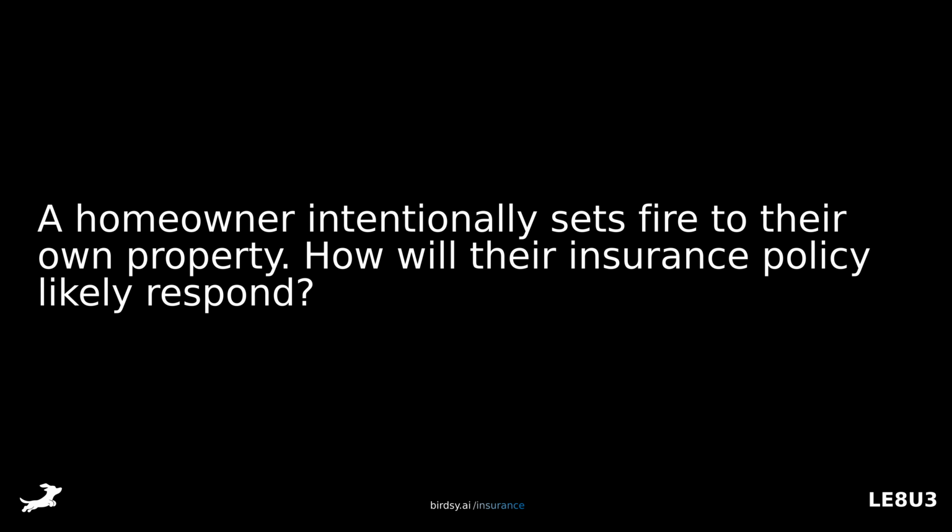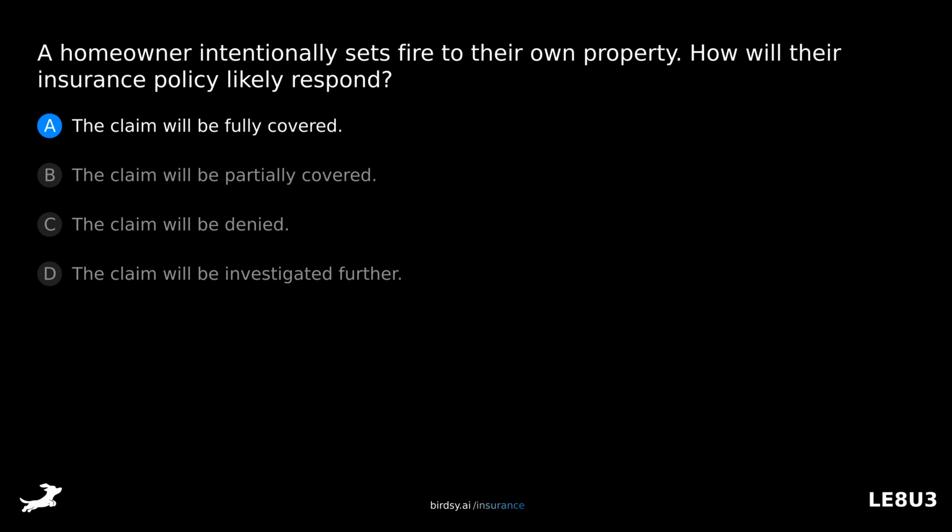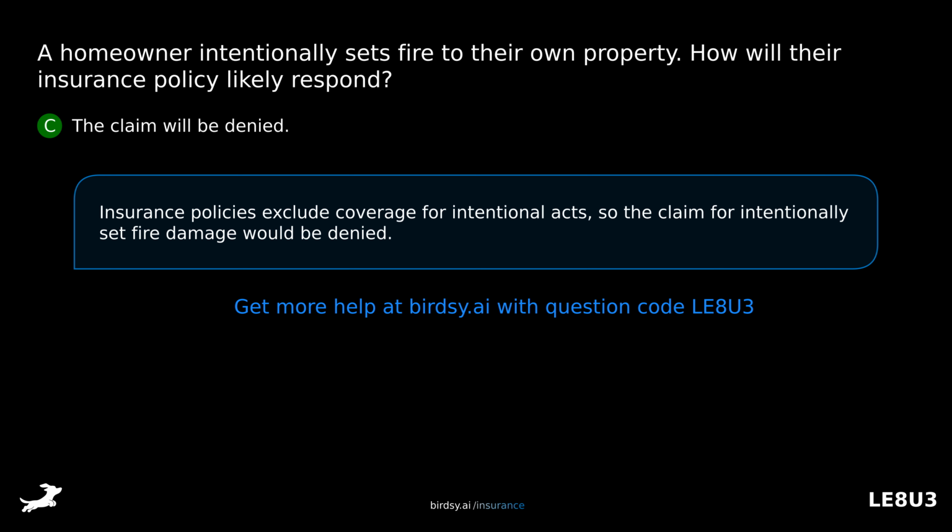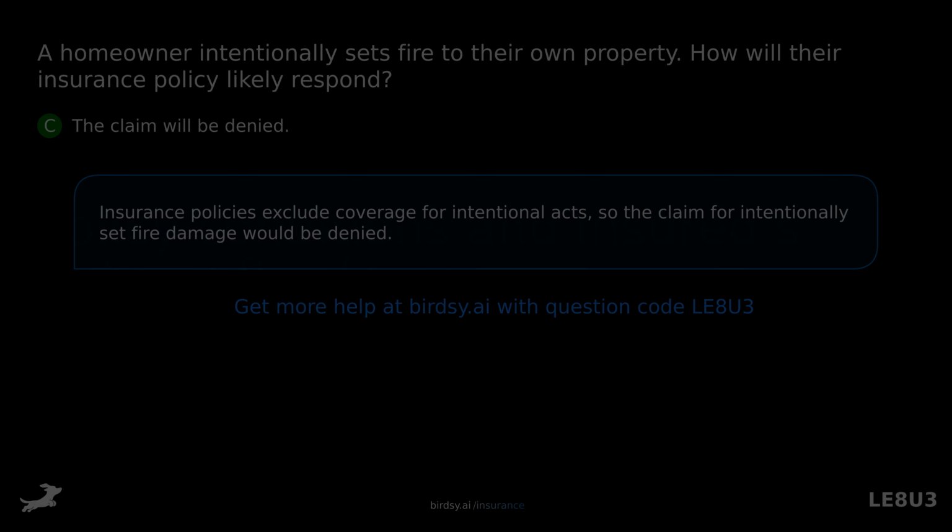A homeowner intentionally sets fire to their own property. How will their insurance policy likely respond? Is it A, the claim will be fully covered, B, the claim will be partially covered, C, the claim will be denied, or D, a claim will be investigated further? The answer is C, the claim will be denied. Insurance policies exclude coverage for intentional acts, so the claim for intentionally set fire damage would be denied.